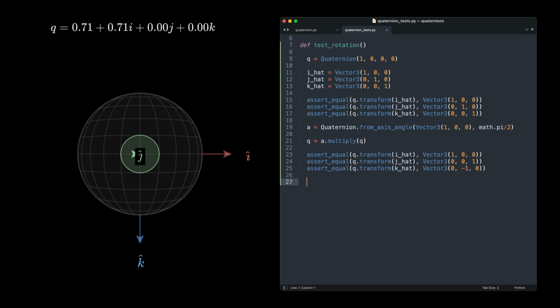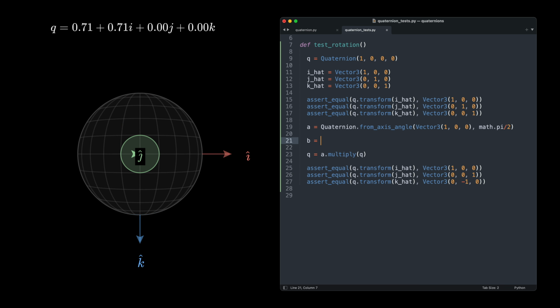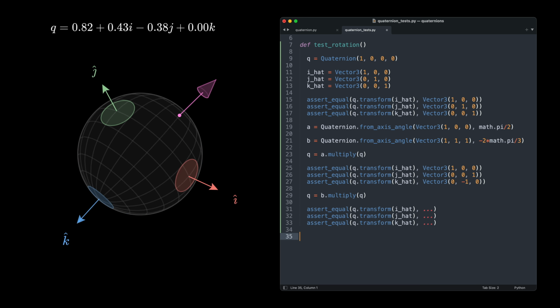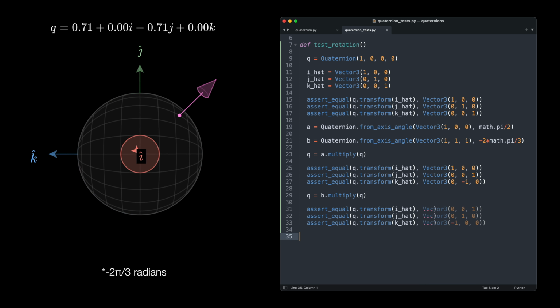Let's test another rotation. At first, this may seem like overkill, but there's a good reason why we should test 2 rotations. For the second rotation, let's rotate the sphere around the diagonal axis with the coordinates 1, 1, 1 by a third of a full rotation in the negative direction. When we apply this rotation to the current orientation of the sphere, the basis vectors rotate around the axis negative pi over 3 radians to these positions.